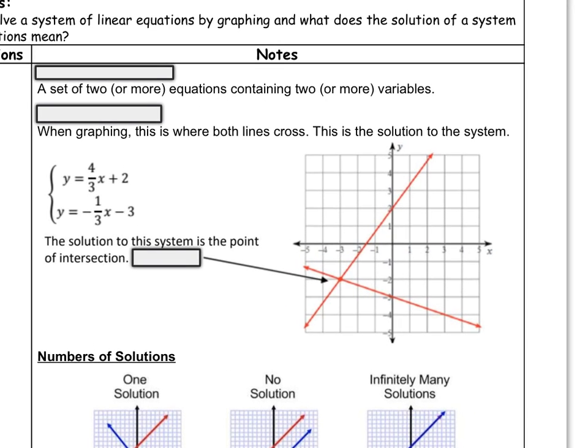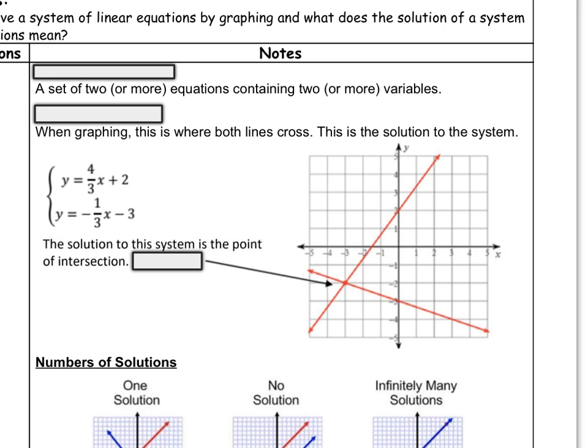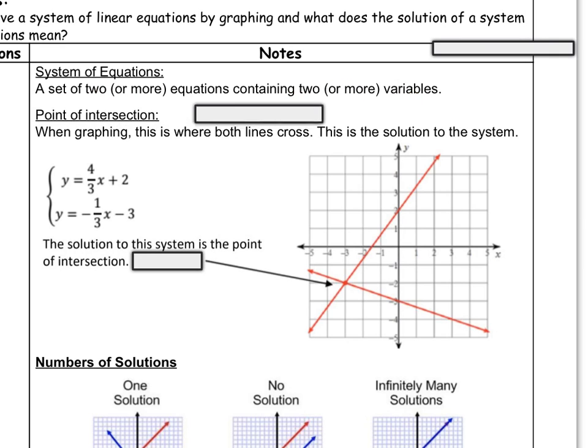Let's get rolling. First off, a system of equations. This is a set of two or more equations containing two or more variables. Our point of intersection: when we graph, this is where both lines cross or intersect. This is the solution to the system. Here we have an example below.